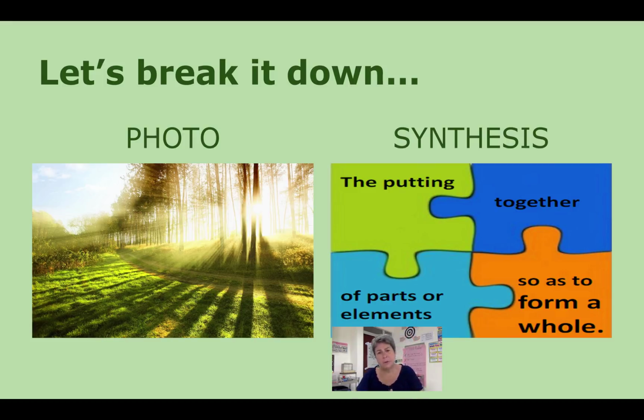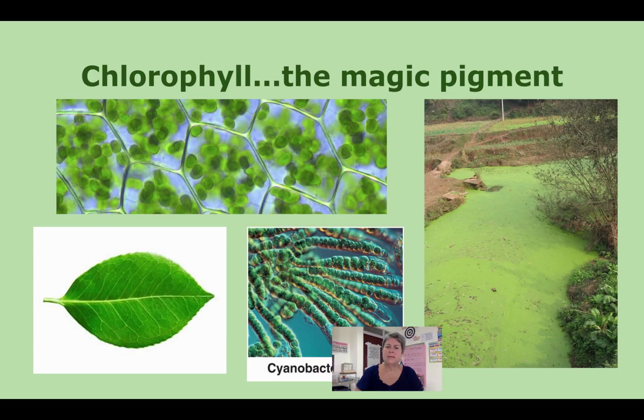And then the synthesis part of it is basically the putting together of parts or elements so as to form a whole, a new whole. So if you've studied chemical reactions and you know synthesis reactions, then you kind of understand that whole concept. So photosynthesis is not necessarily a synthesis reaction. It's actually a two-part reaction that's pretty complex. But still, you start out with certain puzzle pieces and they get put together to form something totally different that the plant needs, right? Okay, so let's look at light.